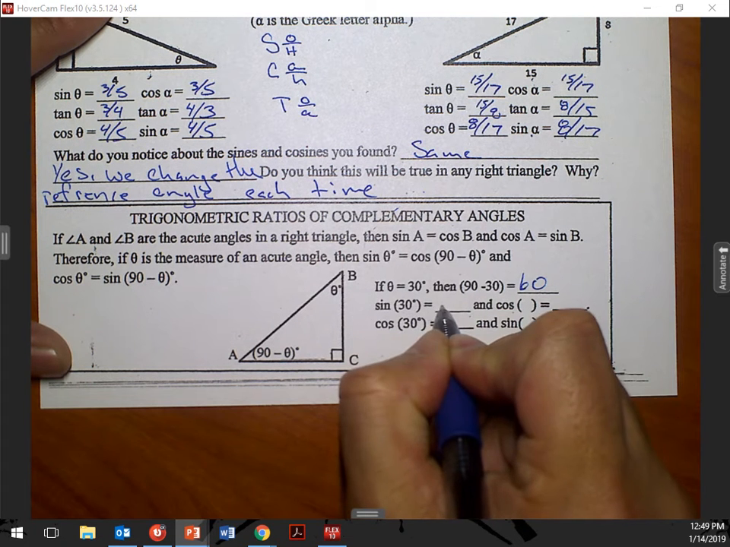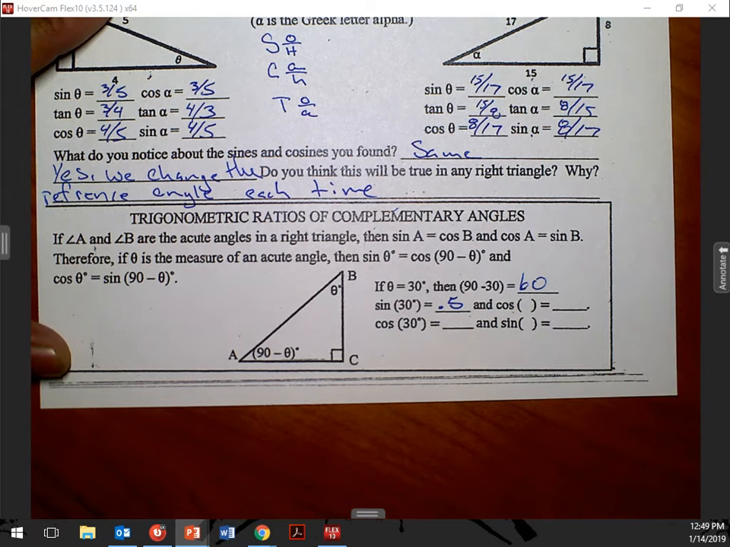Negative 0.5? Dude, where's Candy? 0.5, right? Is he on a roll? I think so. I can't hear him. Okay. Here, good job.